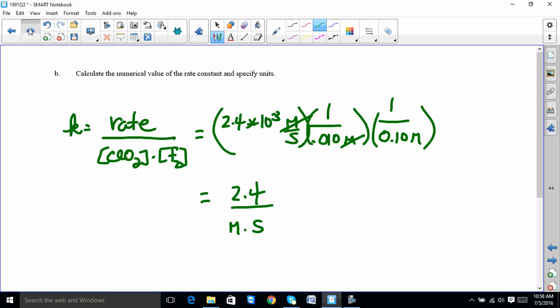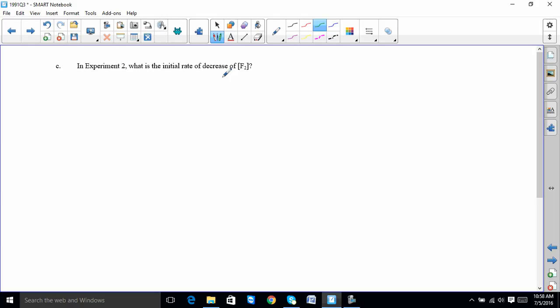Fabulous. In experiment 2, what is the initial rate of decrease of fluorine? Now, this problem is very difficult. I mean, it's not difficult, but kids don't see this. So I want the rate, and I have to explain why we do this. We use this other formula that you learned in the chapter. Here, I want the rate. They're asking about the rate of F2.